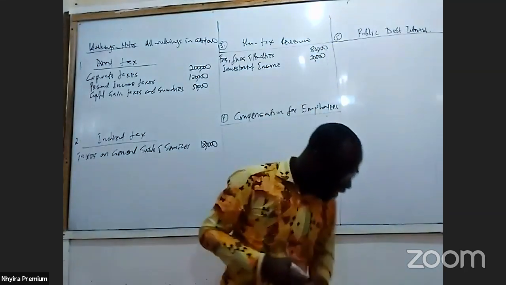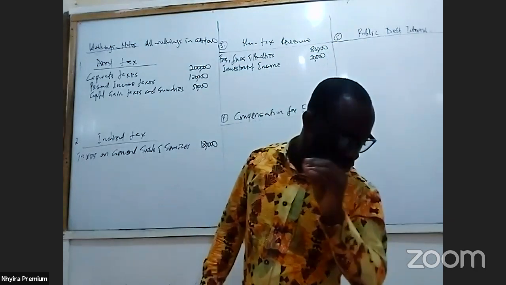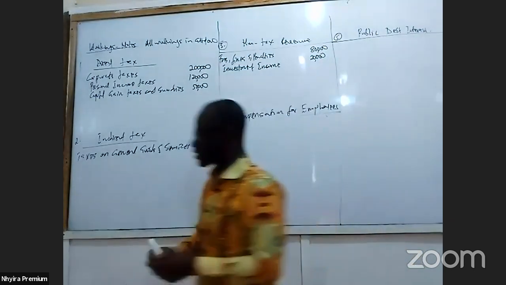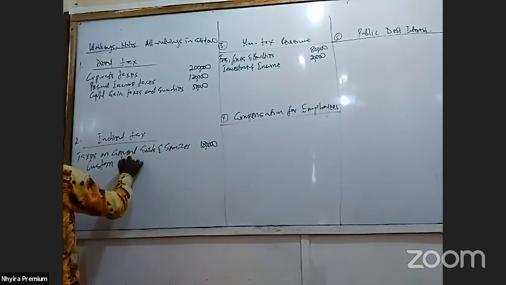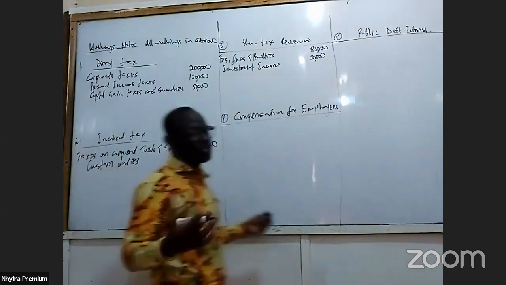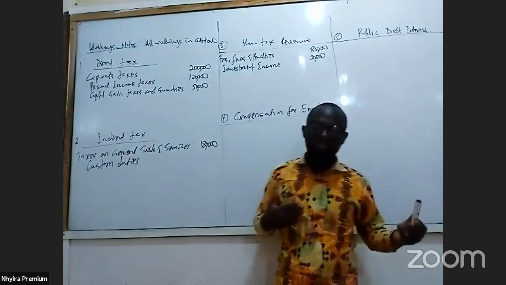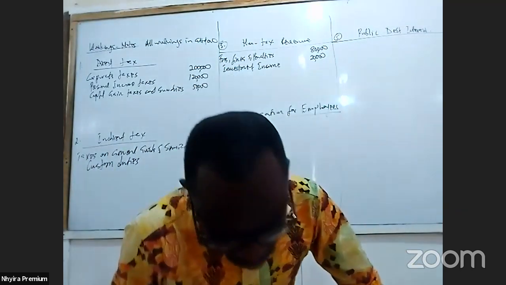All right. Next one, customs or custom duties. Where does that go? Indirect taxes, because custom duties is part of indirect taxes. Issues like import duties, export duties, those kind of things go there.